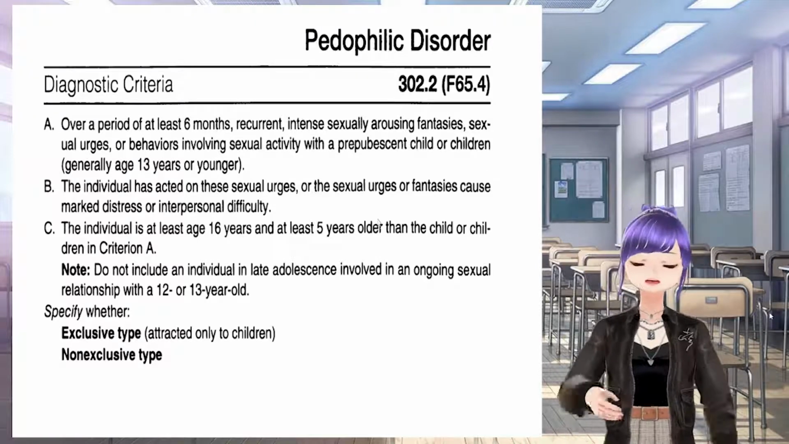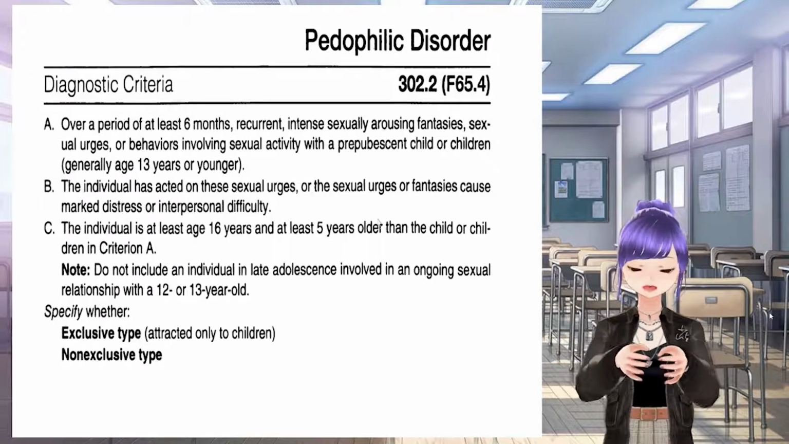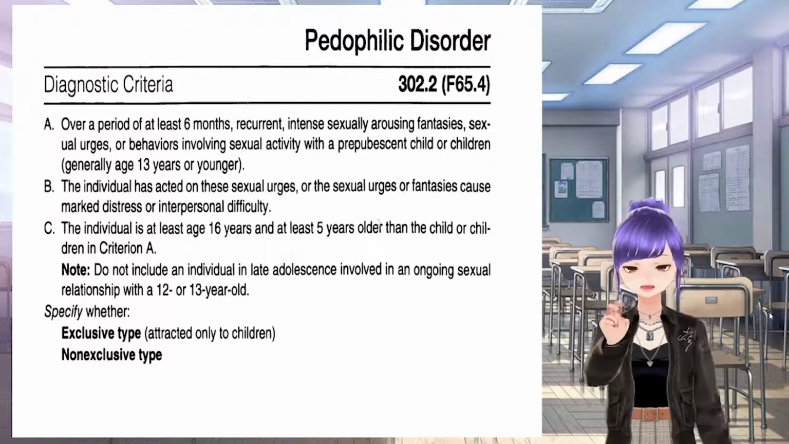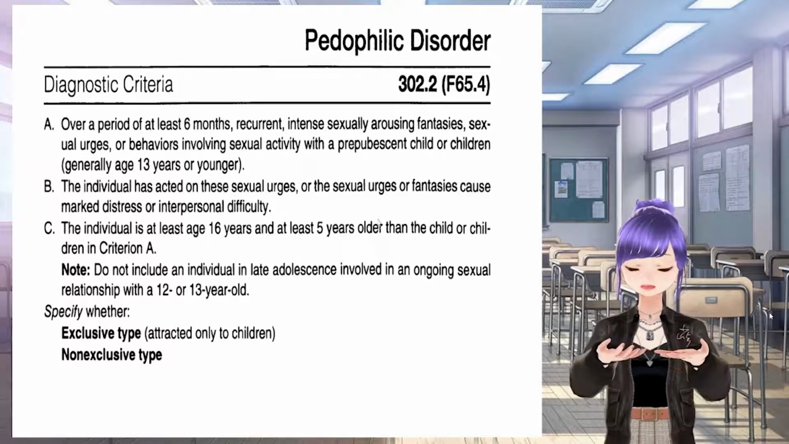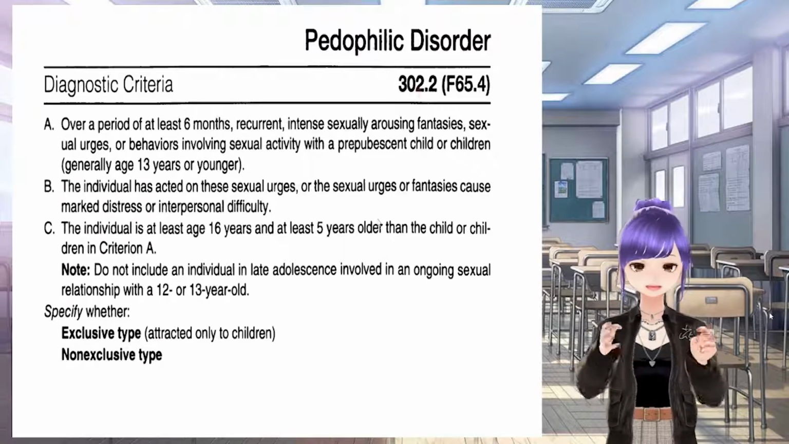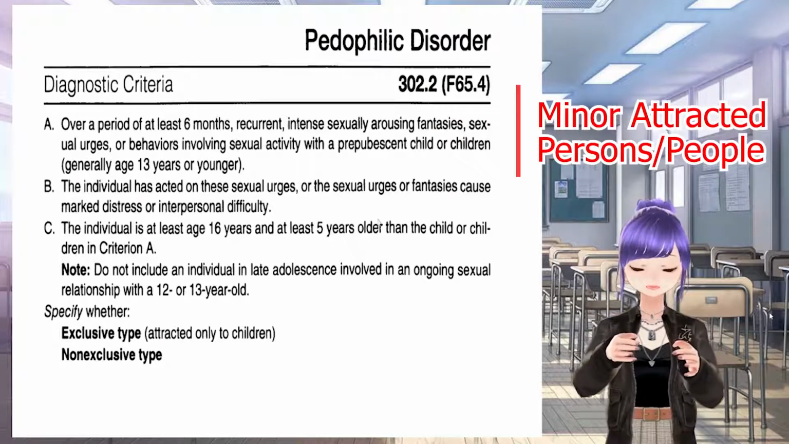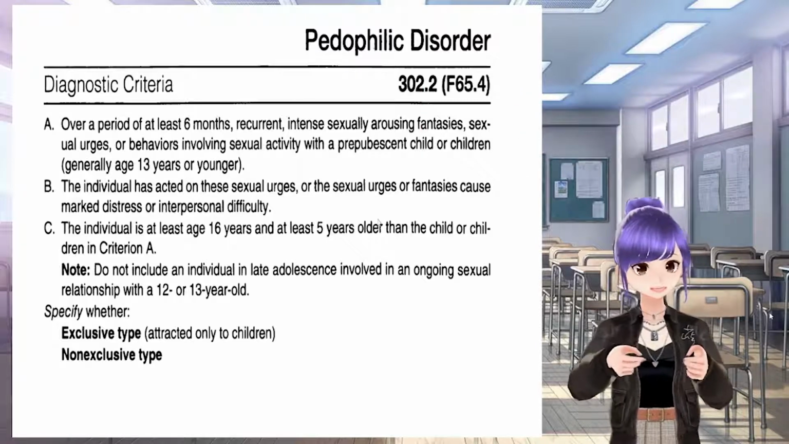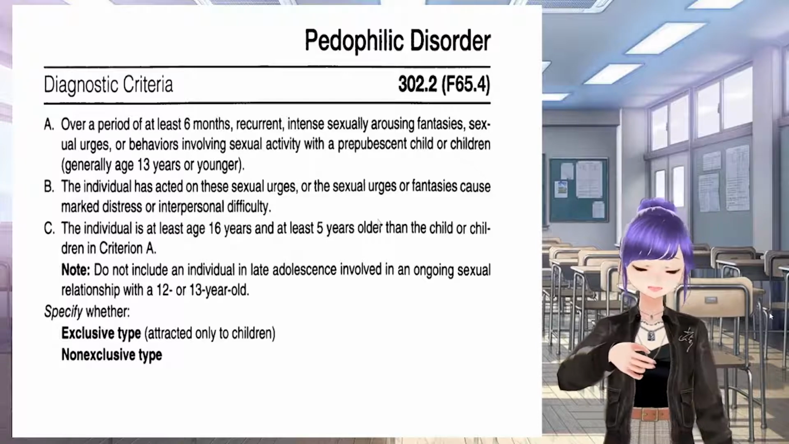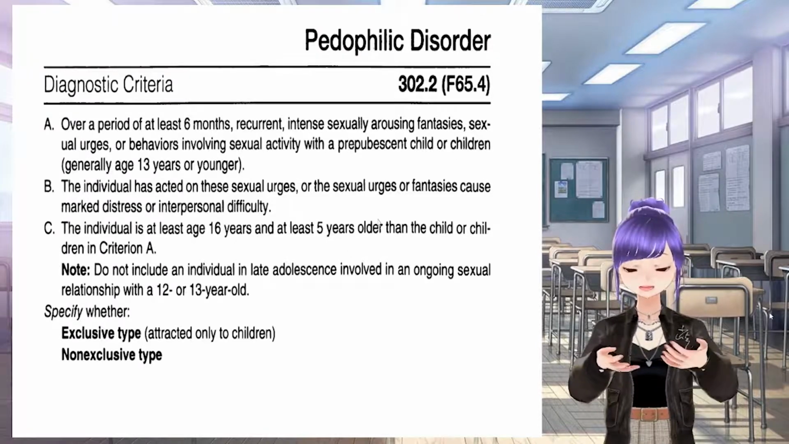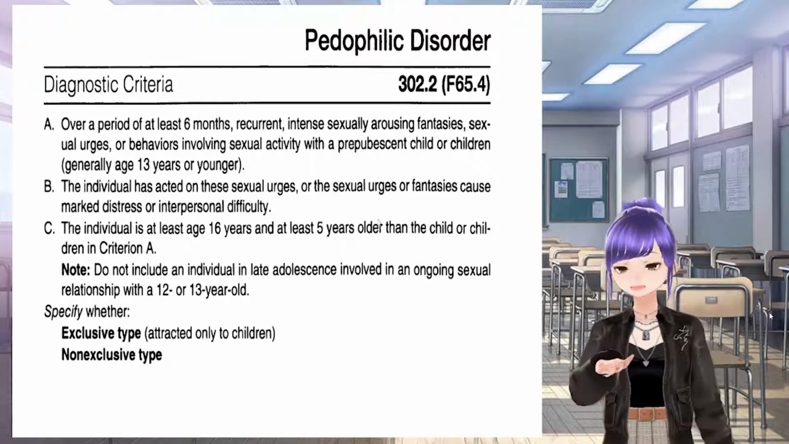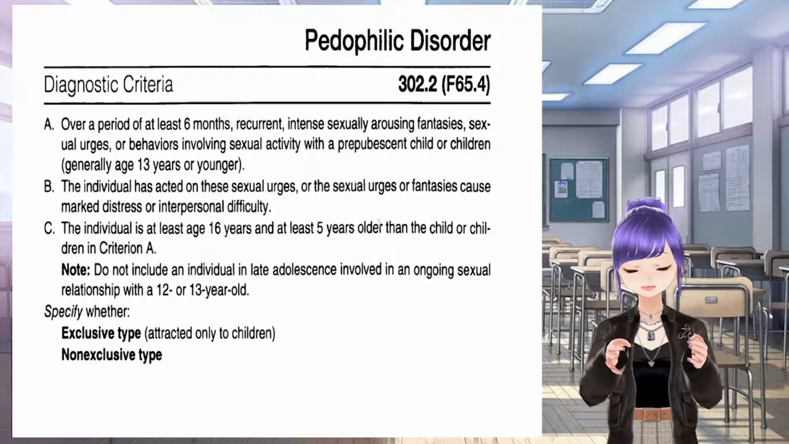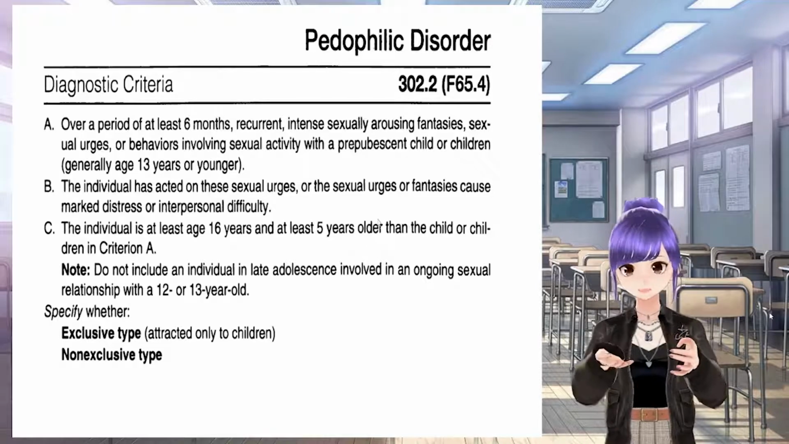Another thing to note is that there is also a rise of people who call themselves MAP. I don't know if you have heard of them. MAP, or minor attracted persons. They call themselves MAP, and they claim that they are part of the LGBT community. But of course, the LGBT community does not recognize pedophiles or those MAP people who are attracted to minors.